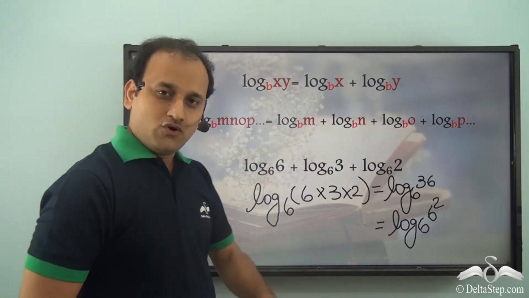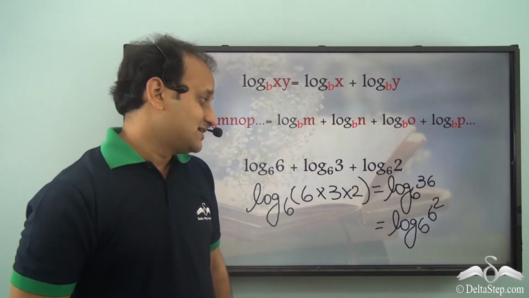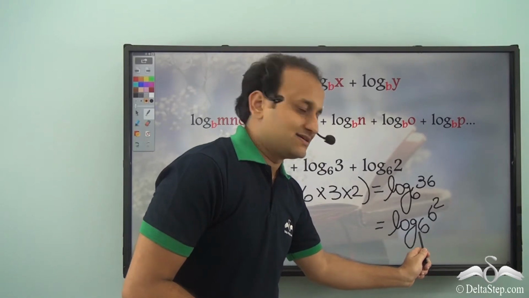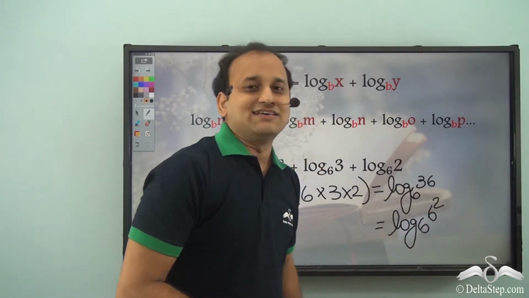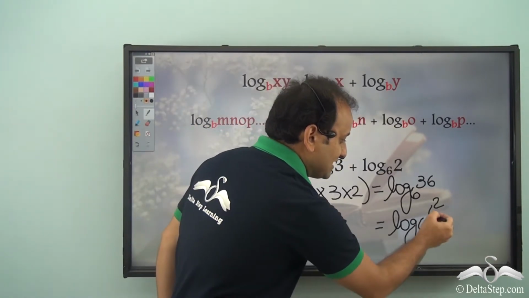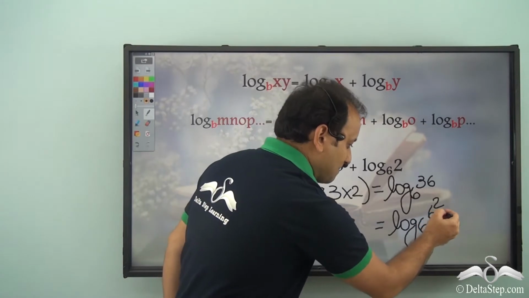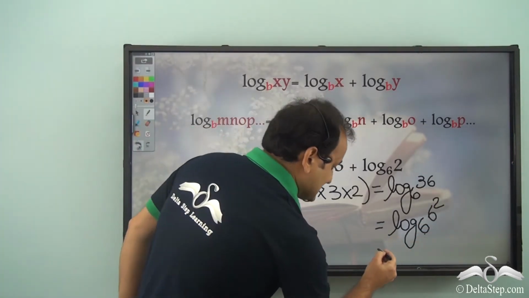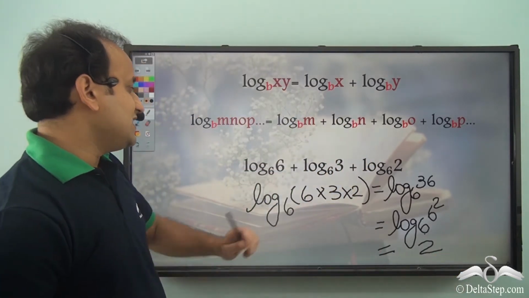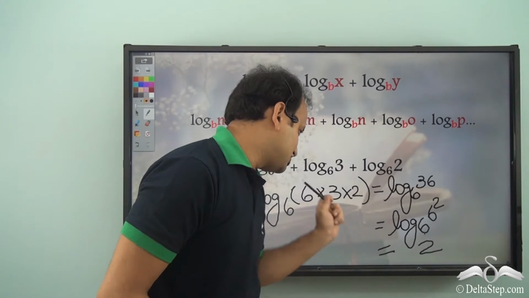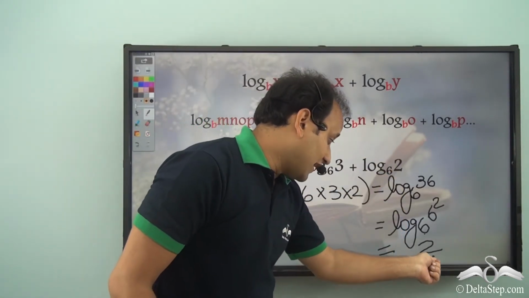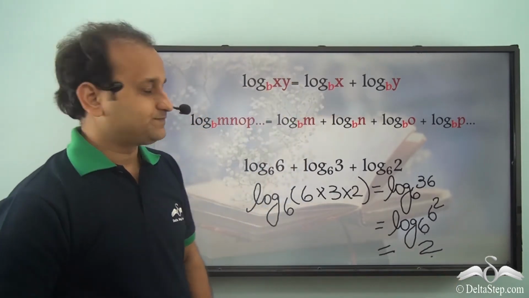Now, we know from the properties of logarithms that if the argument is a power of the base, in that case, the power is the answer. So here we see that 6 is the base and the argument is 6 square. So it is a power of the base. So we can write it as 2. So you see how this particular problem was solved with the help of, again, the laws of logarithm, and we were able to find the answer as 2.